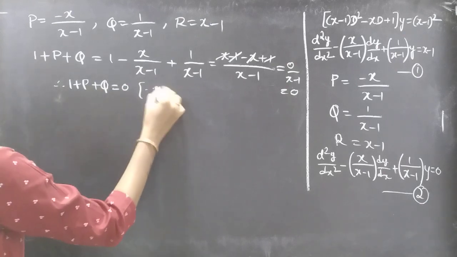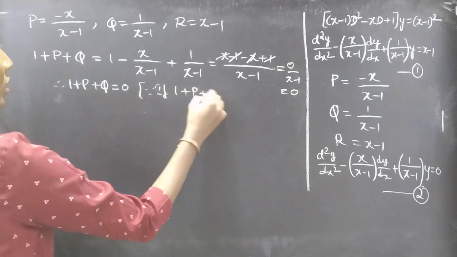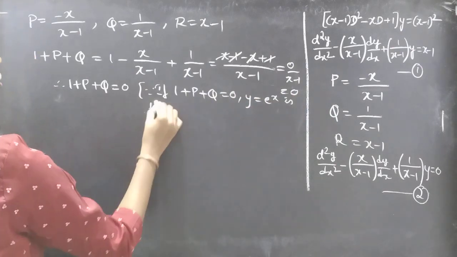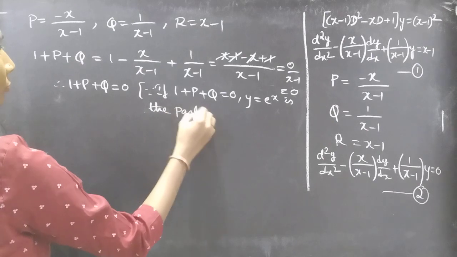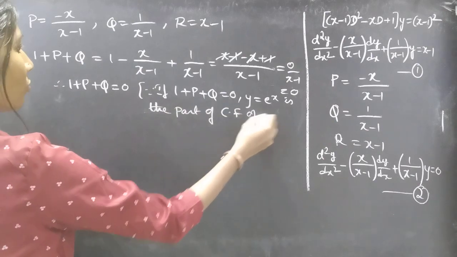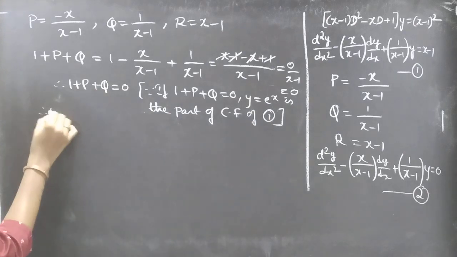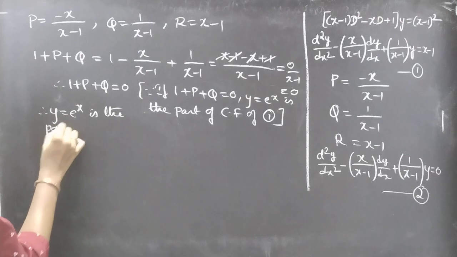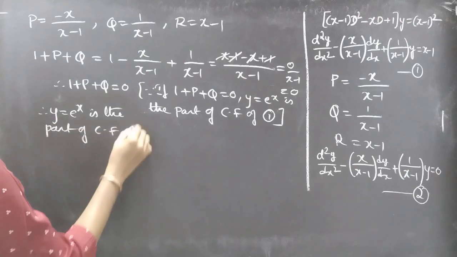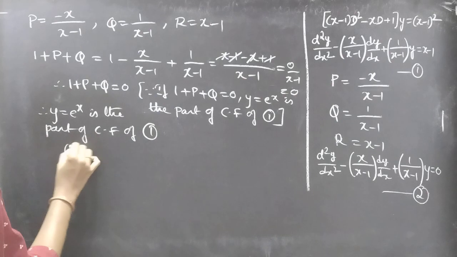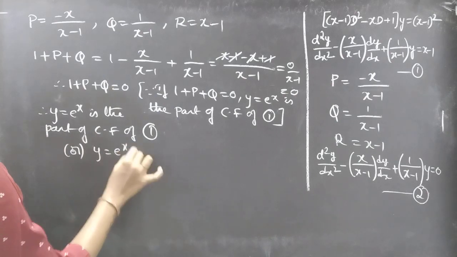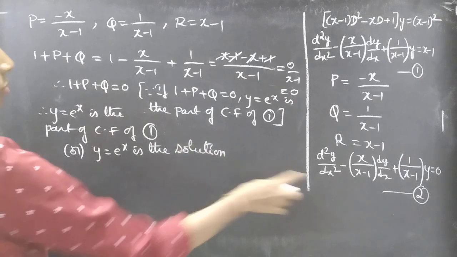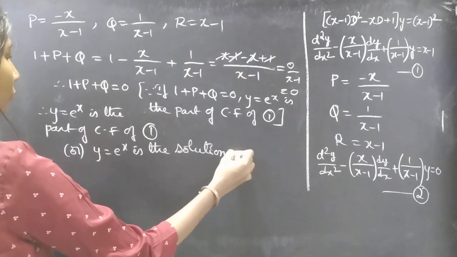We know that if 1 plus p plus q equal to 0, then y equal to e power x is the part of the CF of 1, right? Therefore y equal to e power x is the part of the CF of 1, or y equal to e power x is the solution of the homogeneous equation of 1. We have named it as 2, right?